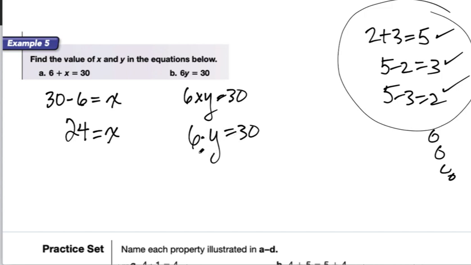You got choices. But the key here is to recognize that if I have two numbers that multiply to give me another number, a product, and I take that product and divide by one of the factors, I should get the other. So 30 divided by 6 will give me y. It'll give me the value that I multiply by 6 to get 30. And obviously that number is 5.